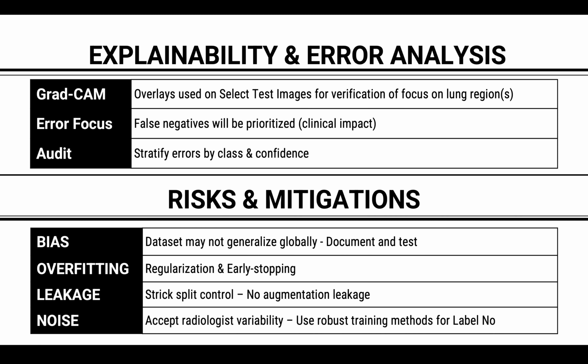Third is data leakage. Strict control of training, validation, and test splits will prevent augmented images or labels from leaking between sets. And finally, label noise. Radiologist variability is unavoidable, so I'll rely on robust training methods that can tolerate noisy labels. These mitigations will help make the model's results more trustworthy.